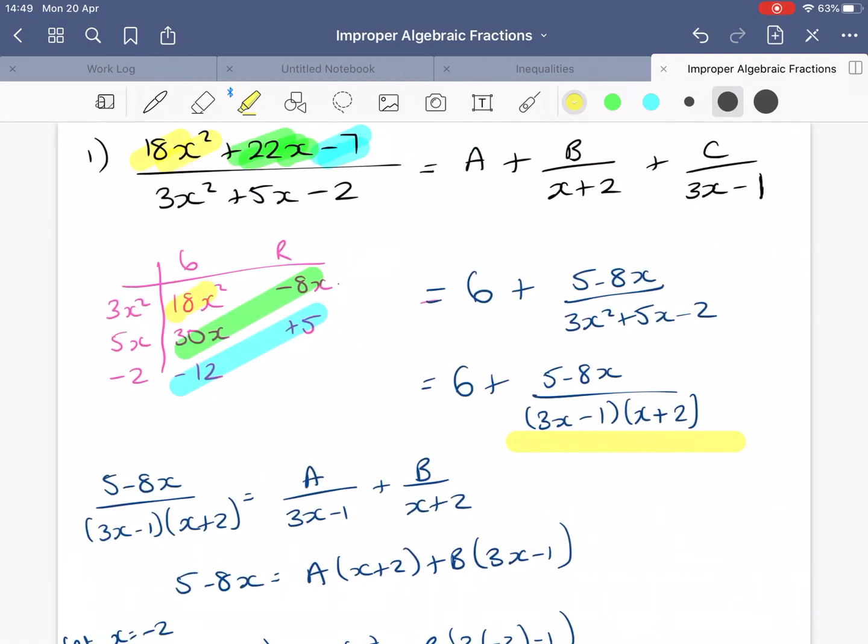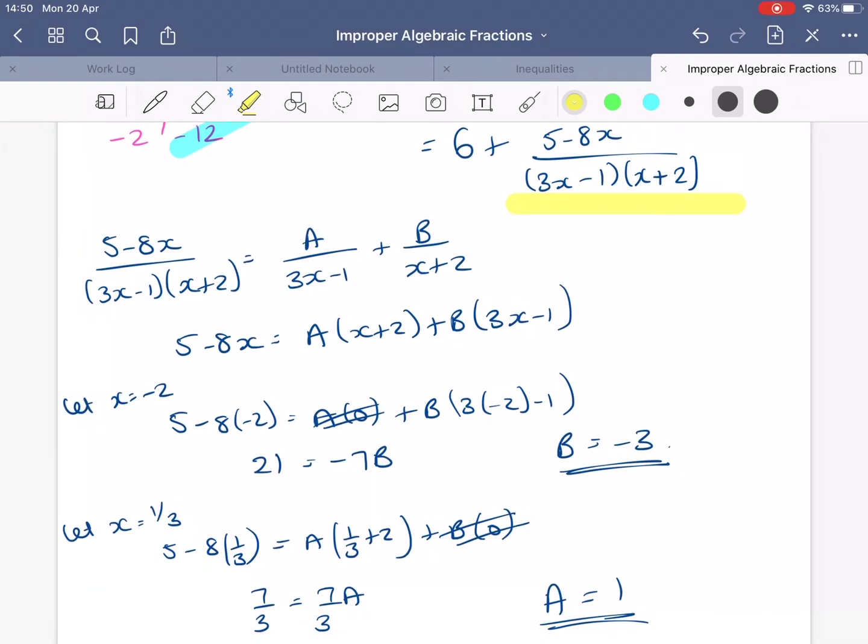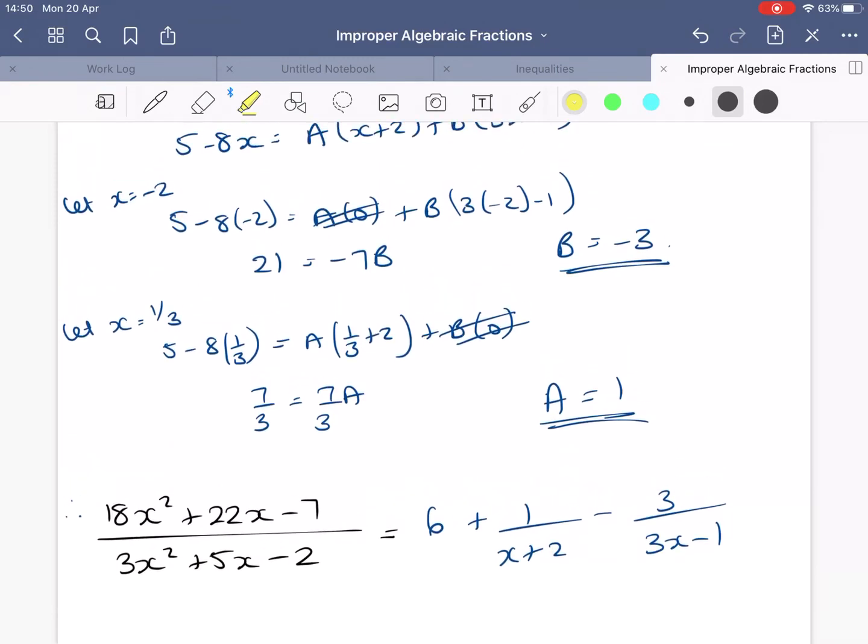Okay, so here we go. Question 1. It is improper because the degrees of the two polynomials are the same, so we've got to do that division first. It's quite straightforward division. So you end up with 6 plus the remainder, which is minus 8x plus 5, but I've written that as 5 minus 8x in my numerator. Got to do the partial fractions on 5 minus 8x over 3x minus 1 and x plus 2. You end up with those two values using those two substitutions. And so your final answer should be 6 plus 1 over x plus 2 minus 3 over 3x minus 1.